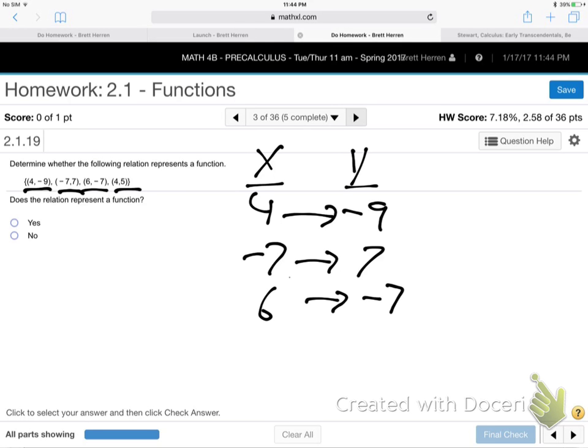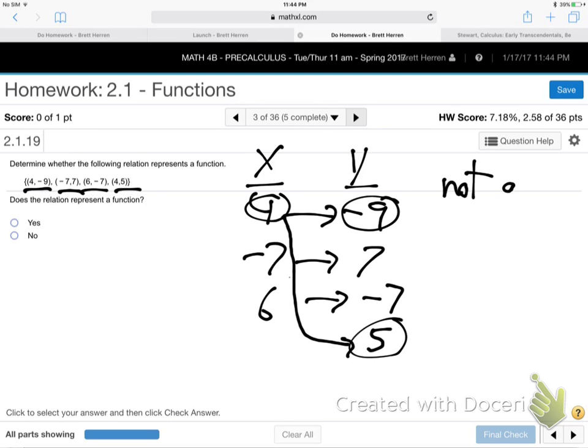And then finally, this is x, y, x, y, x, y. And then the final x value is 4 going to 5. Now, instead of writing 4 again, I've already got 4. So I'll just say 4 also goes to 5. And that's a problem, isn't it? So there's one input going to 2 different outputs. So we would say not a function. You can't have one input going to 2 different outputs. That's not a function.